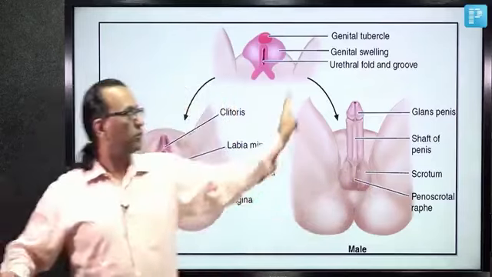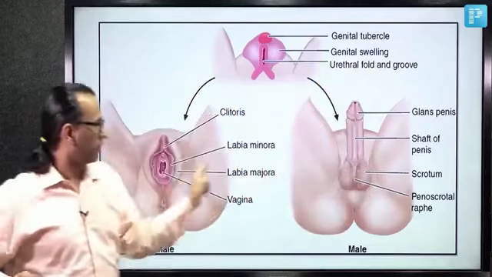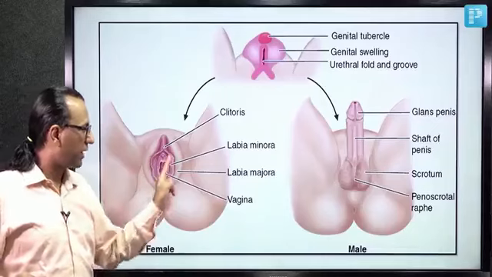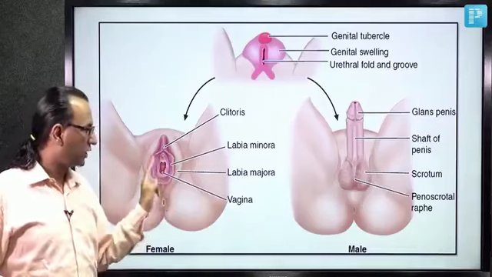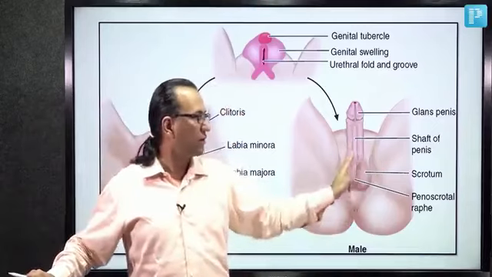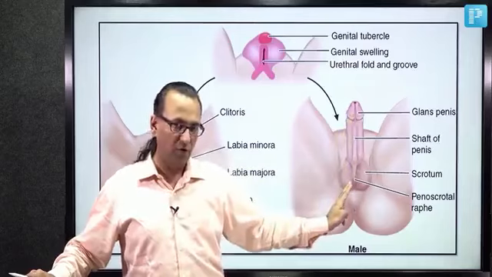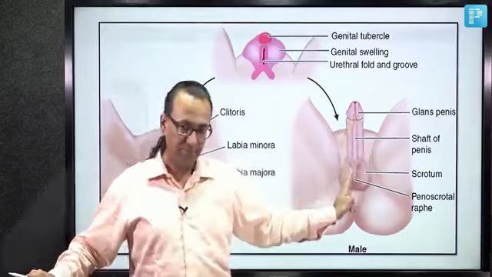swelling. When it comes to urethral fold, which is also called genital fold, in case of a female, it is contributing to labia minora, the inner lip hair around the vagina. And in case of a male, it will form the ventral portion of the penile urethra. It is also contributing to penile scrotal raphe in the midline.